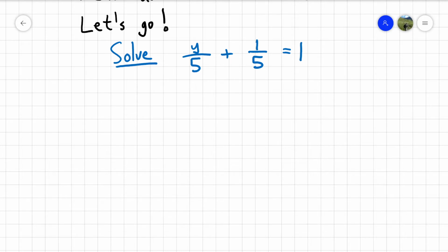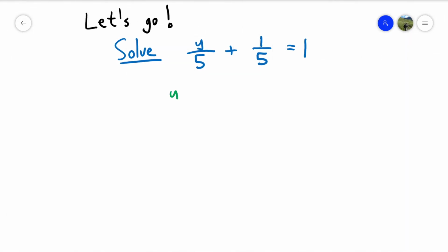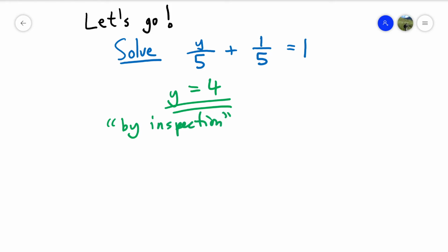Pause the video if you need more time. Here's my answer. Y equals 4. That's the answer. There's a number of ways you can do this. You can just do it by inspection. For me, this is a legitimate way to answer it because it has to be, because two fractions add up to make one.